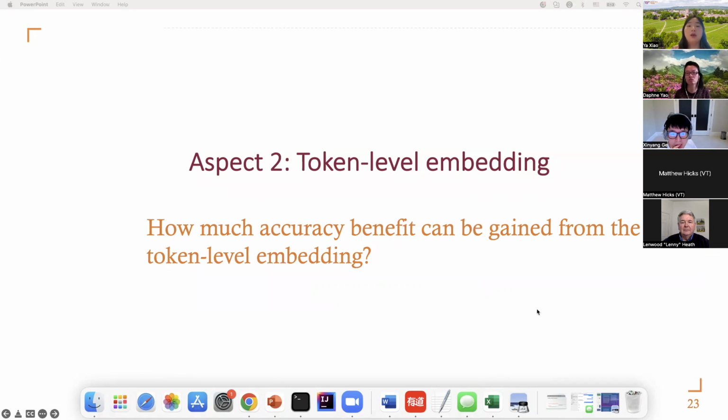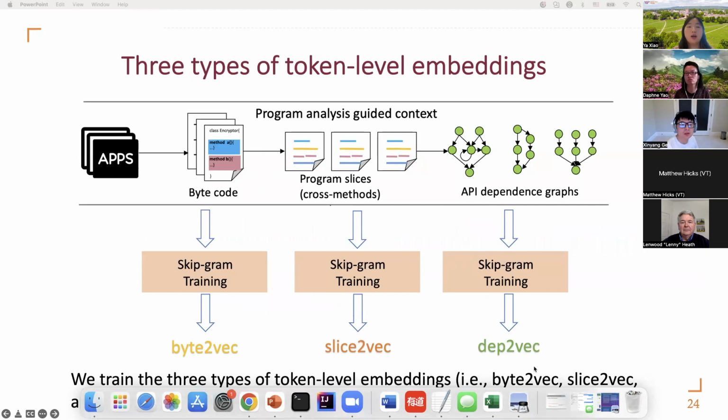Second, we care about token level embedding. We measure how much accuracy we can gain from the token level embedding. On top of the 3 program analysis processes, the sequences, we apply the skip-gram training, which is a representative embedding approach used by Word2Vec. The results are 3 types of token level embeddings: byte2Vec, slice2Vec, and depth2Vec, respectively.